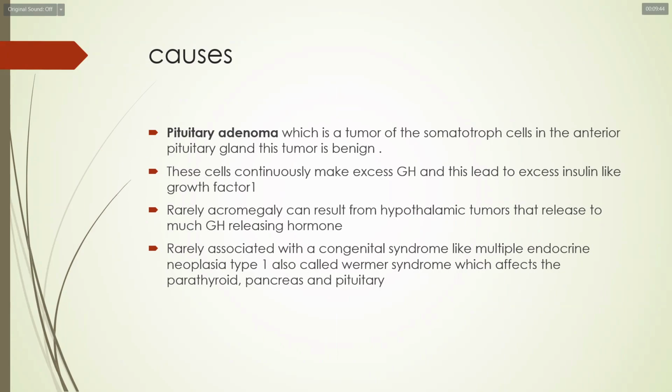The cause of acromegaly is pituitary adenoma, and usually it is a benign tumor. In this case, these cells continuously make excess growth hormone, and this leads to excess insulin-like growth factor 1. Rarely, acromegaly can result from hypothalamic tumors that release too much growth hormone releasing hormone, and it's also rarely associated with a congenital syndrome like multiple endocrine neoplasia type 1, which is called Wermer syndrome, and that affects the parathyroid, pancreas, and pituitary. Next.